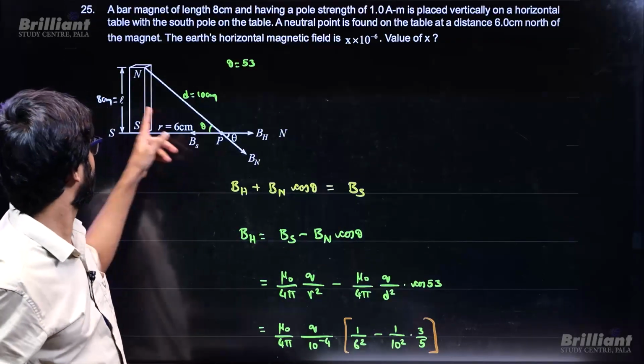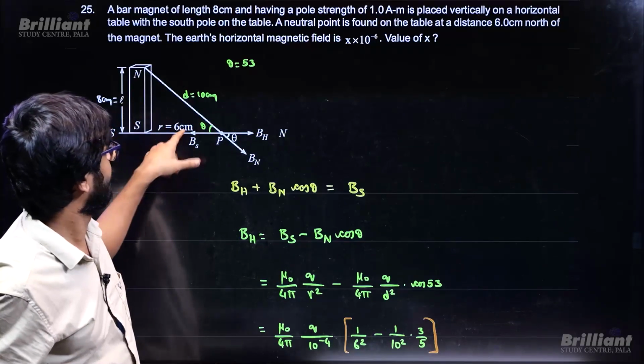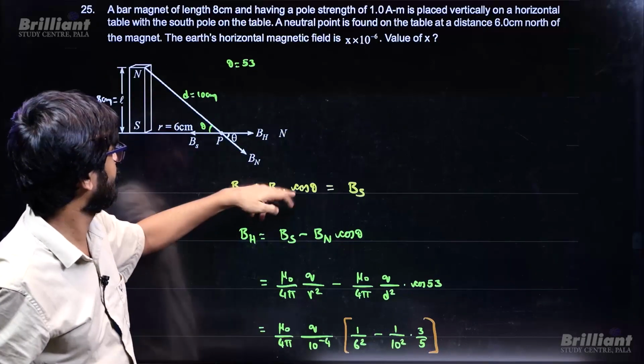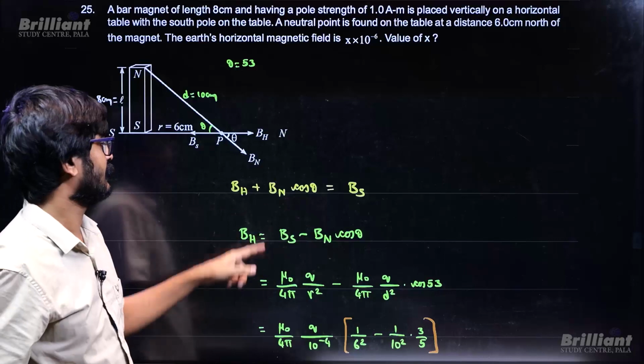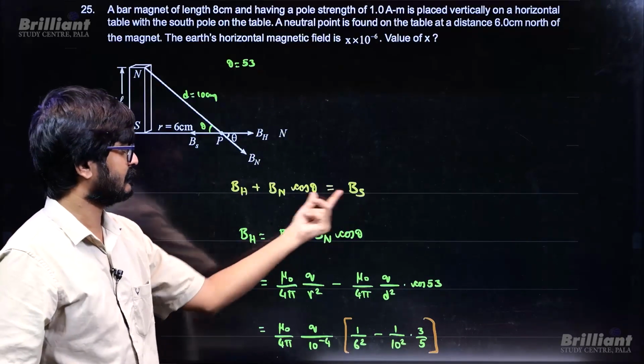Now that angle, this length is 8, this length is 6, this length will be 10, that angle will be 53, you can calculate. Now BH plus B_N cos theta must be equal to B_S. Now how to calculate? They are asking BH, right? BH is B_S minus B_N cos theta.